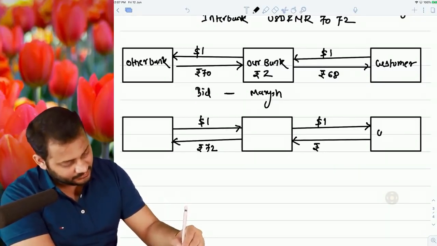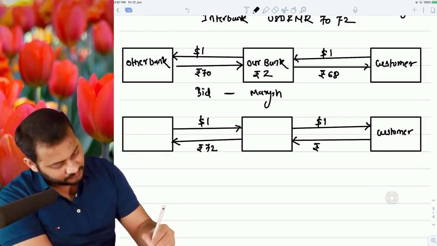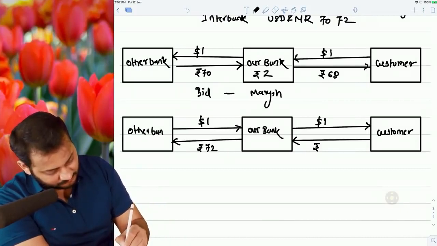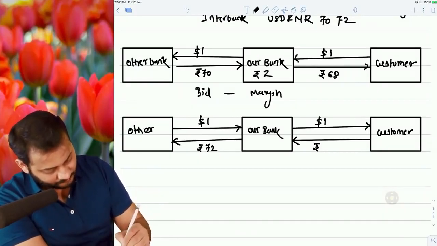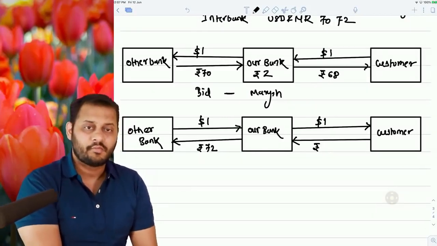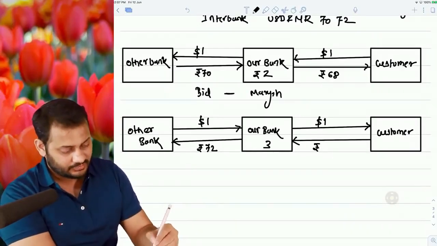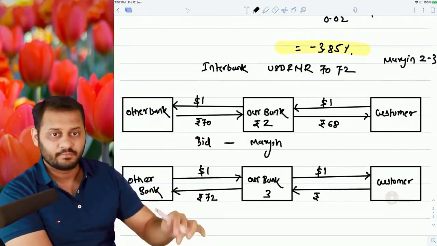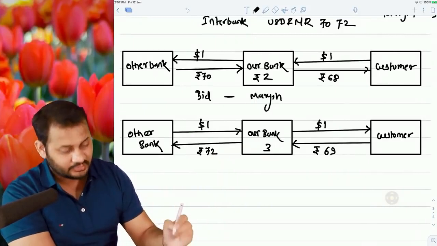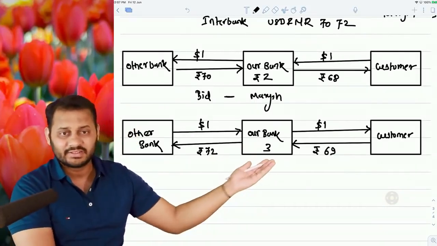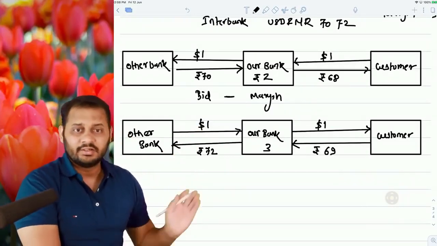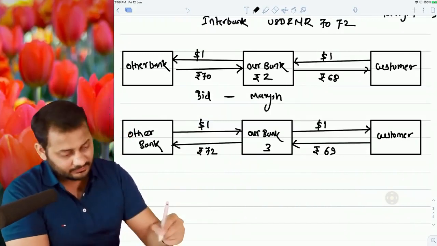Now you decide, this is customer, this is our bank, this is other bank. Now you decide and tell me, how much is the margin for ask? 3 rupees. So what do you think is going to happen? 72 minus 3 means what? 69. So do you think this is going to happen? I will receive 69 and I will pay 72 to the other bank for the same dollar? No, this is not going to happen. So deducting 3 rupees from 72 is not an answer.